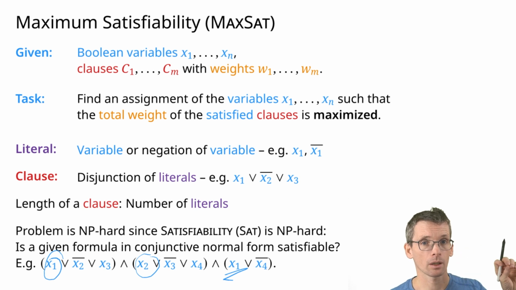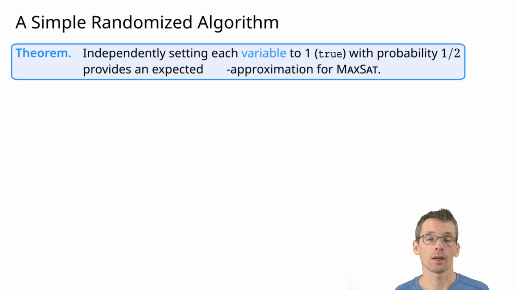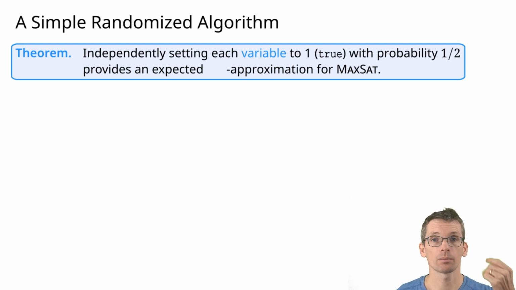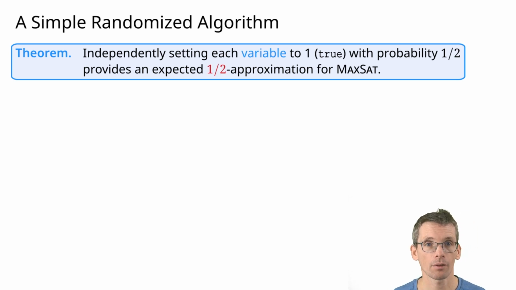Now, before coming to randomized rounding, we will first take a look at a very simple randomized algorithm. And this algorithm simply does the following. Each variable we set to true, or we will call it here 1, with probability 1/2, and otherwise we set it to 0, false. And this extremely simple algorithm gives us an expected 1/2 approximation. So if we take a look at the expected value of the solution of this algorithm, that is at most a factor 1/2 away from the optimal solution.